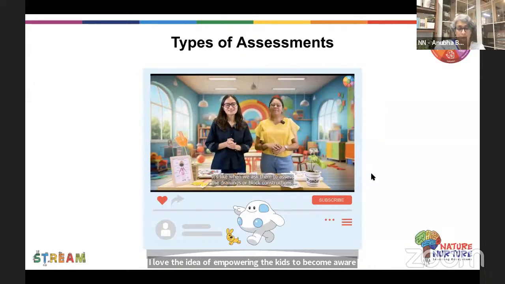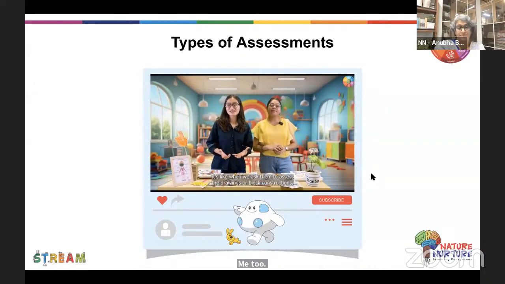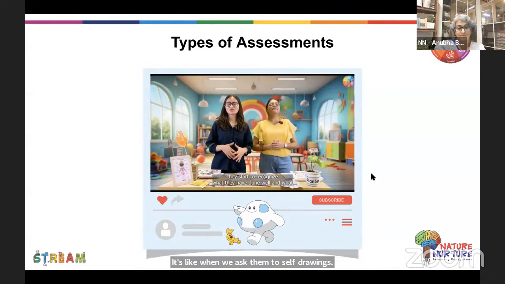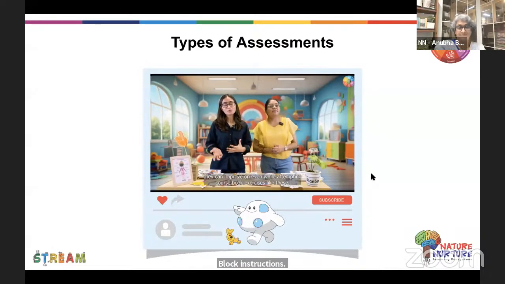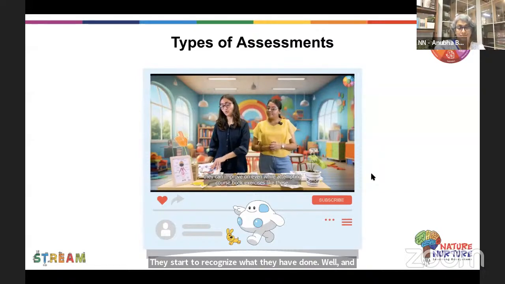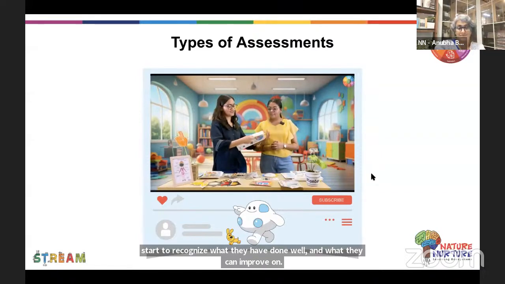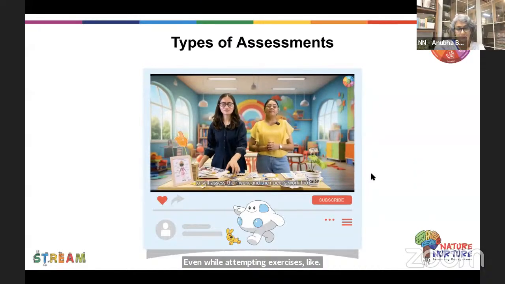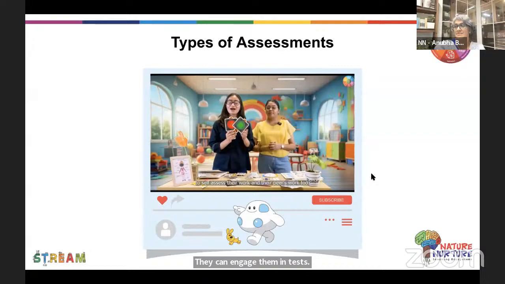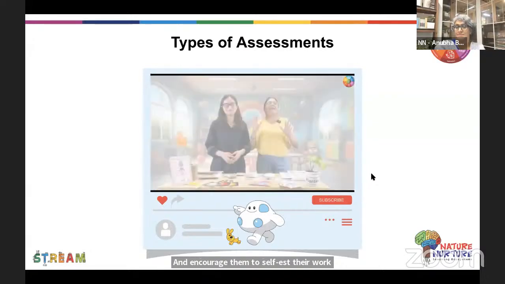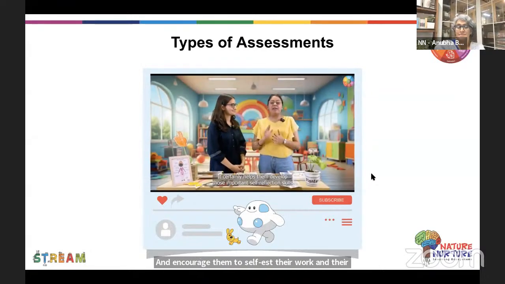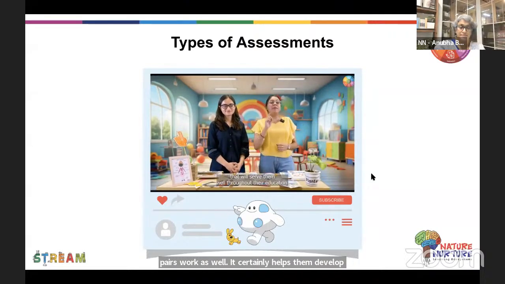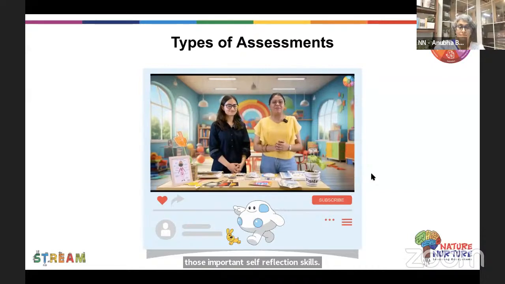Me too. It's like when we ask them to self-assess their drawings or block instructions, they start to recognize what they have done well and what they can improve on. Even while attempting course book exercises like these, they can engage them in pairs and encourage them to self-assess their work and their peers' work as well. It certainly helps them develop those important self-reflection skills that will serve them well throughout their education.